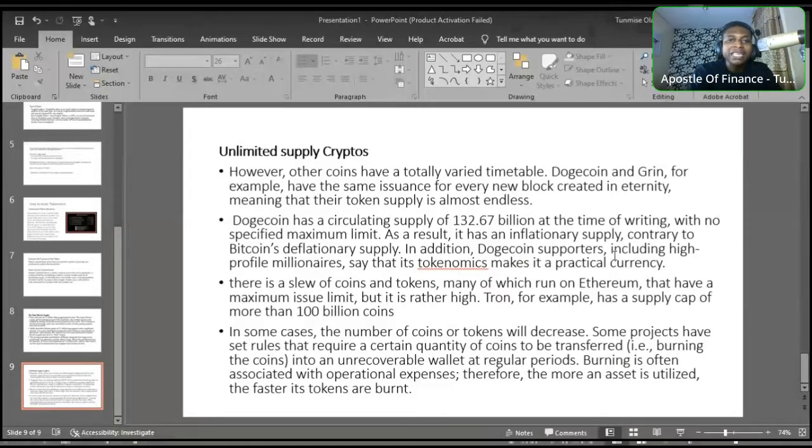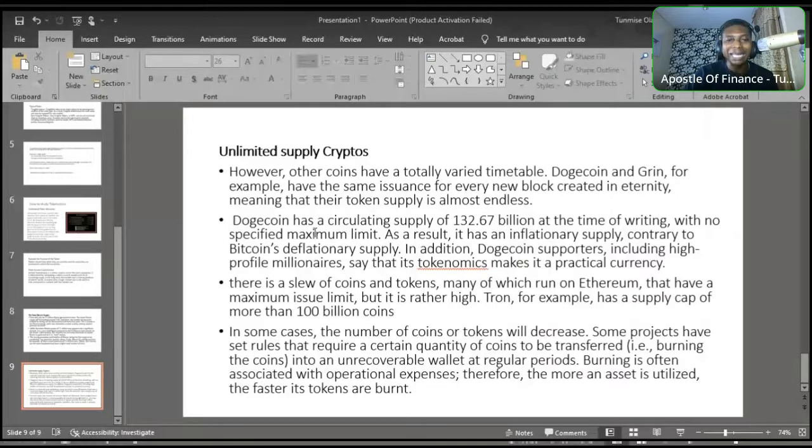Now, he said, however, other coins have a totally varied timetable, like Doge and Green. For example, they have the same issuance for every new block created in eternity, meaning that their token supply is almost endless.